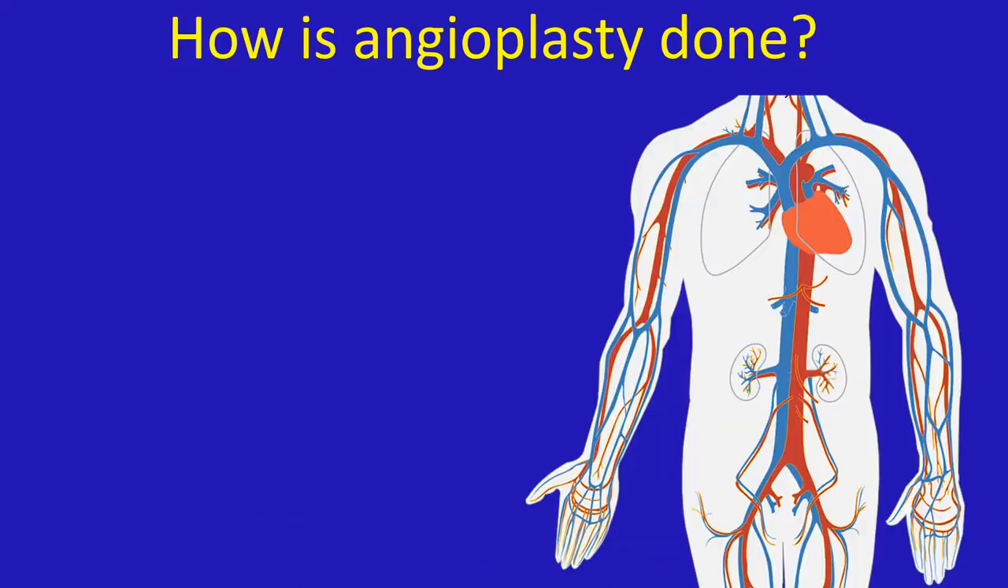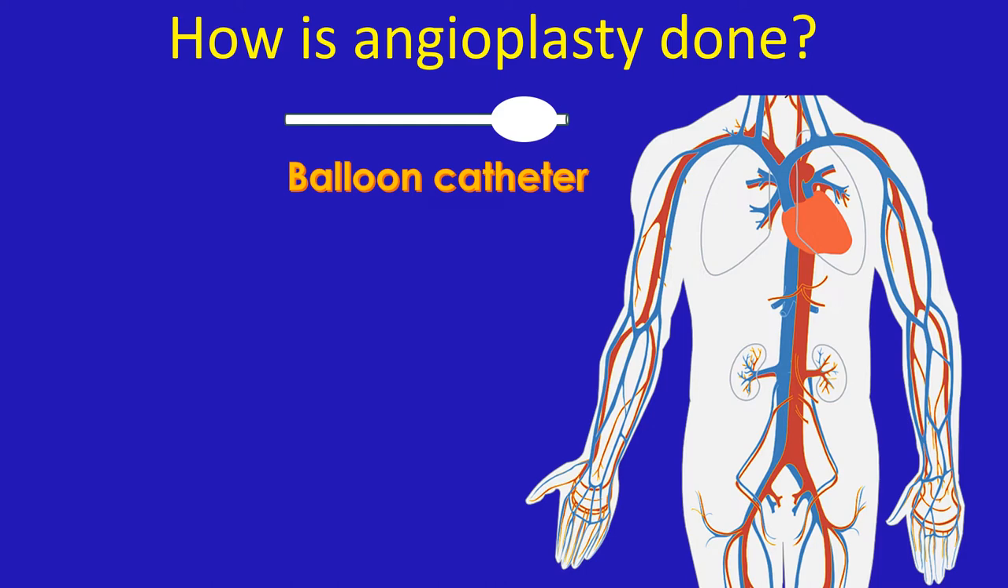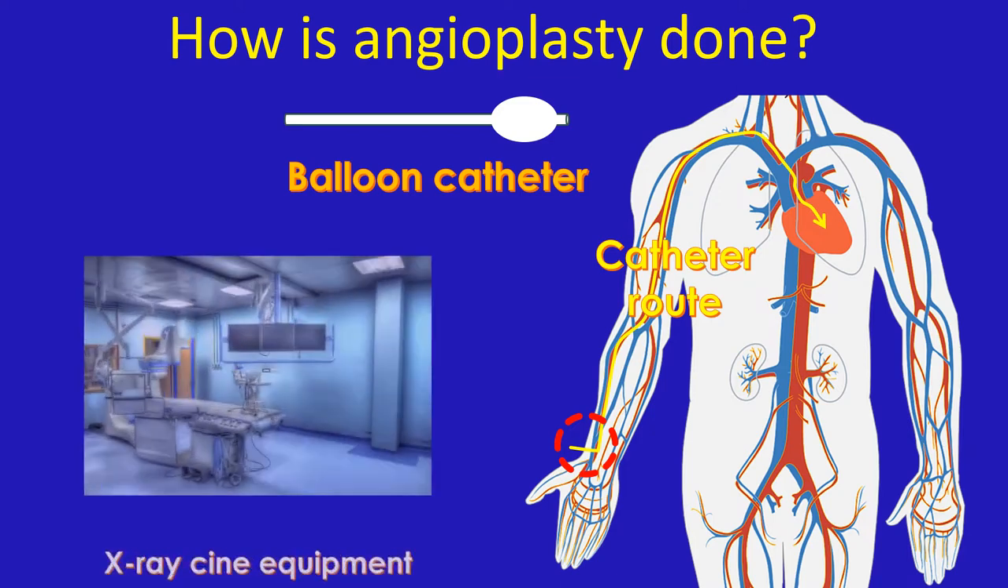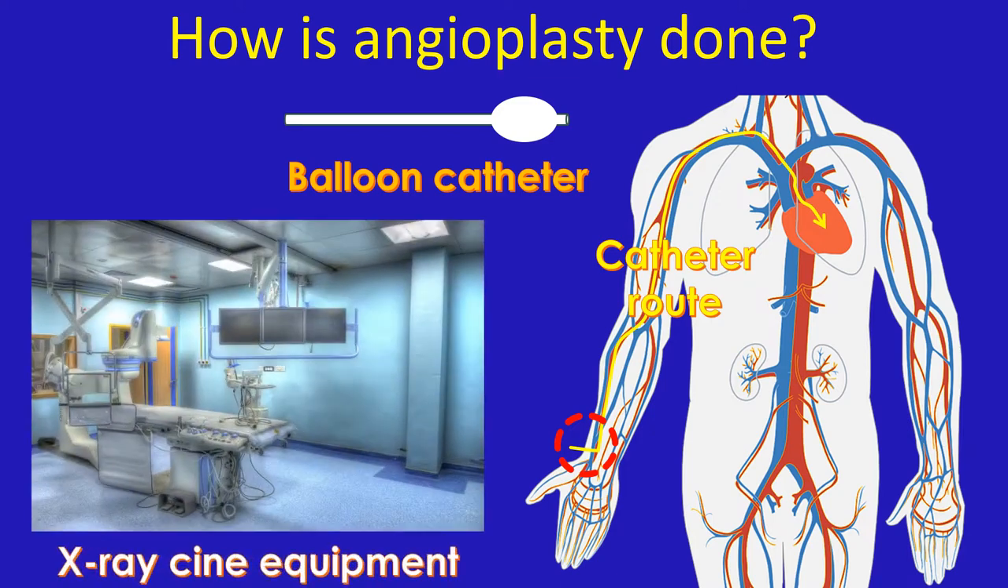How is angioplasty done? Angioplasty is done using small tubes with balloons attached at the tip, known as balloon catheters. These catheters are introduced through the blood vessels in the wrist, known as the radial artery, or the groin, known as the femoral artery, and moved under X-ray cine imaging, fluoroscopy, to reach the destination vessel.